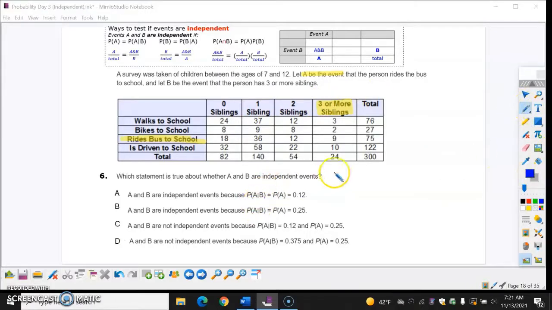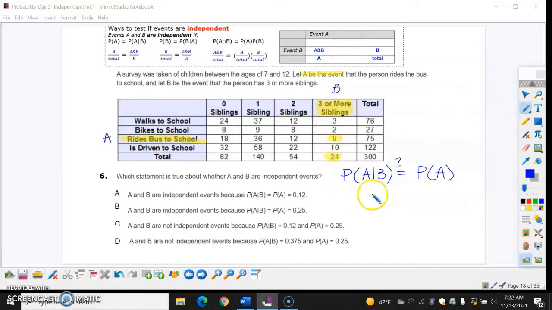And this wants us to test out if the probability of A given B is equal to the probability of just A. Okay, so remember, A is riding the bus to school and B is 3 or more siblings. So see if you can find the probability of A given B. That means A out of all the total B's is equal to the probability of A. The probability of A given B would be A out of all the B's.